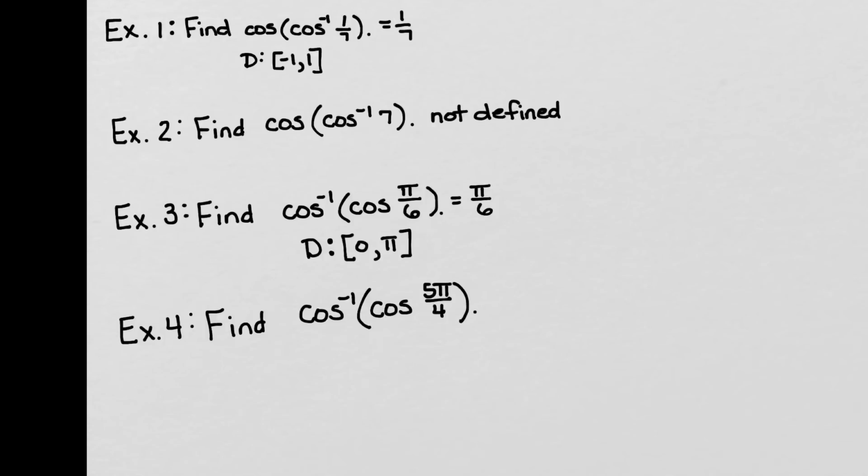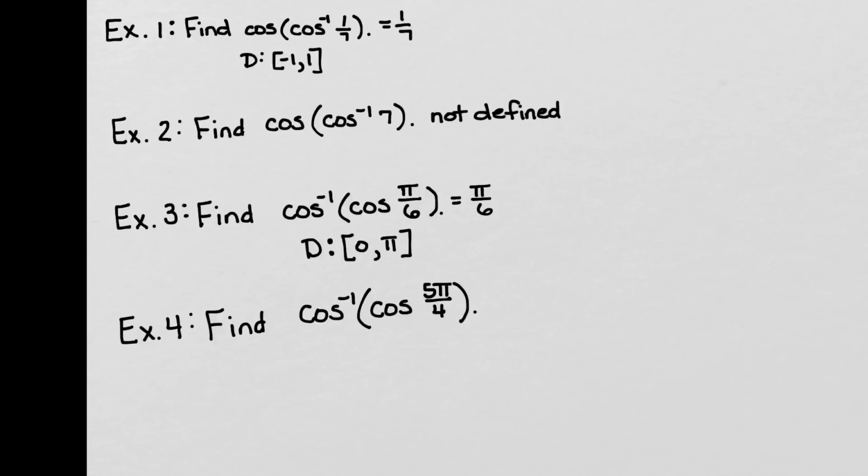A little bit trickier when we take a look at example 4, and we have cosine inverse of the cosine of 5 pi over 4. And of course 5 pi over 4 is not within the domain of our restricted cosine function. Now we can still evaluate this, but it's not going to come out to 5 pi over 4.